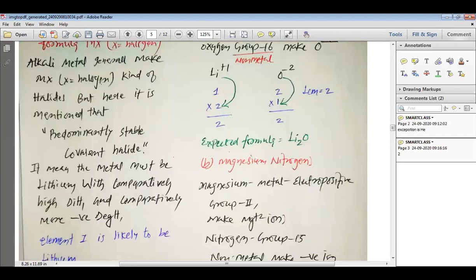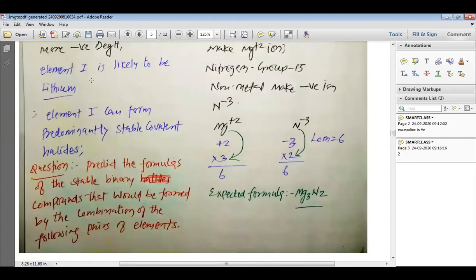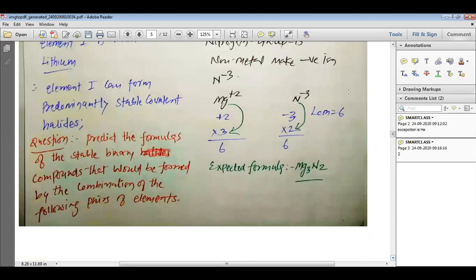Alkali metal is generally an MX kind of halide, but here it is mentioned as predominantly stable covalent halide. It means that it must be lithium, with comparatively high first ionization enthalpy and comparatively more electron gain enthalpy. So from this we can say that element 1 is likely to be lithium, and that is why element 1 can form the predominantly stable covalent halides of MX type. So this is how, my dear students, we can understand about the various kinds of elements from their values of electron gain enthalpy, first ionization enthalpy and second ionization enthalpy.